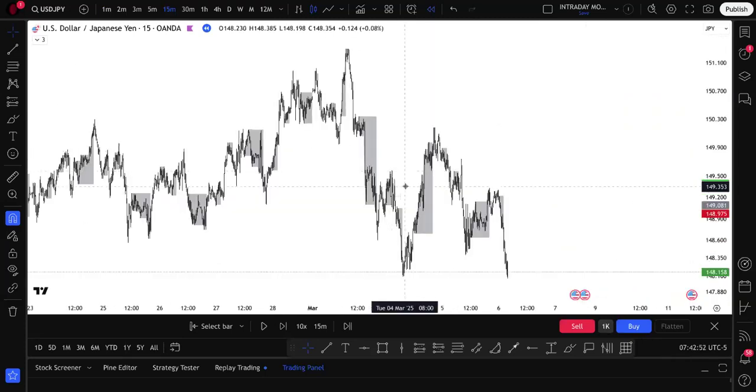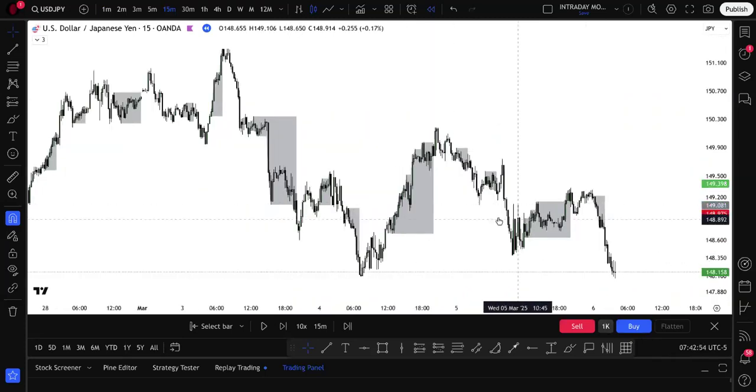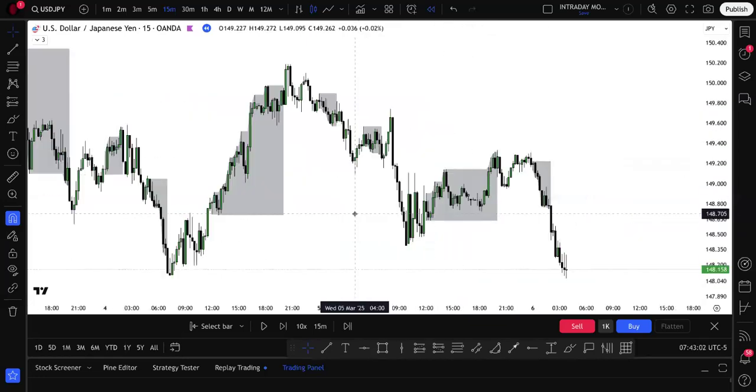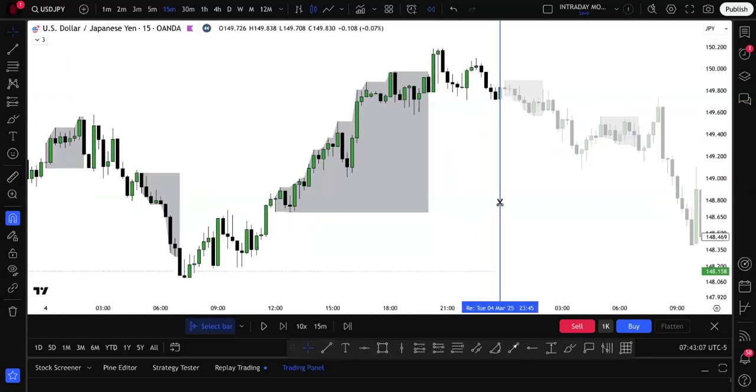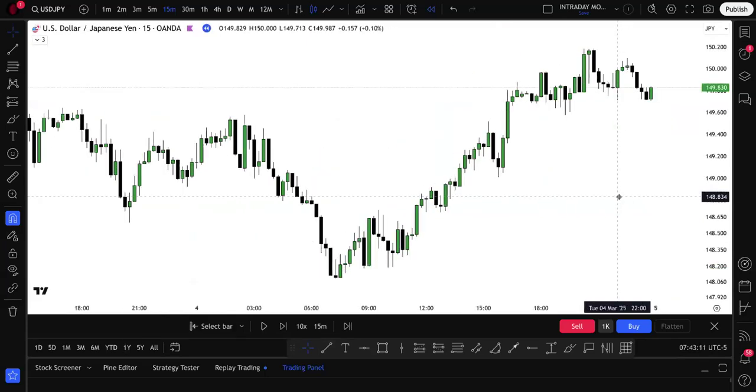I think I have it on the chart already. Where's Tuesday? I guess it's not on the chart. I thought it was. I guess I cleared it. Okay, let's clear this off. That Tuesday Asian session was very successful. It's pretty much running on for over 100 pips.